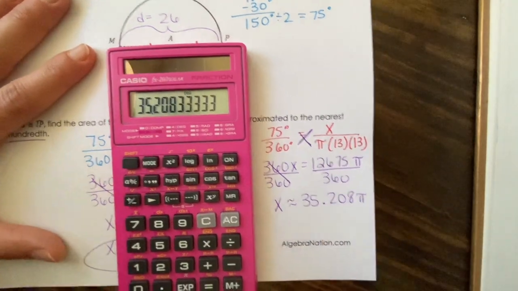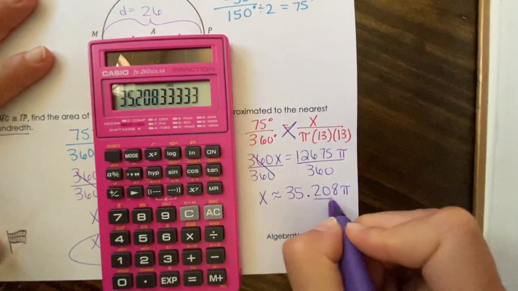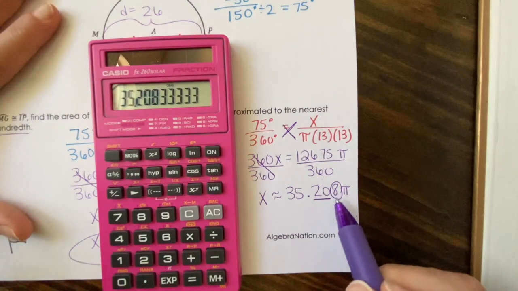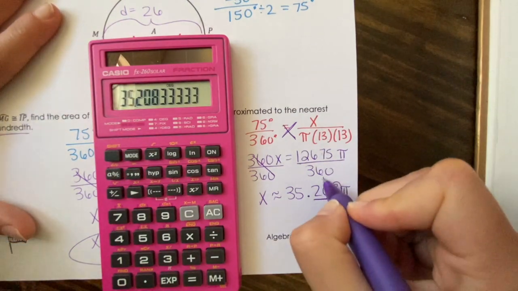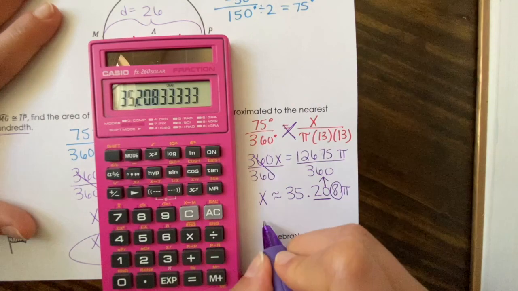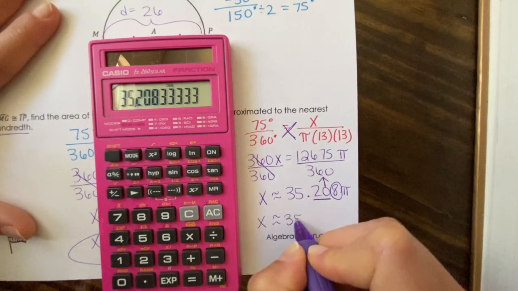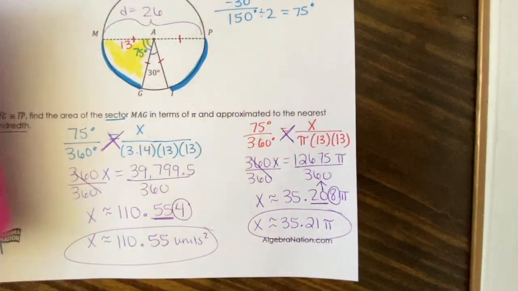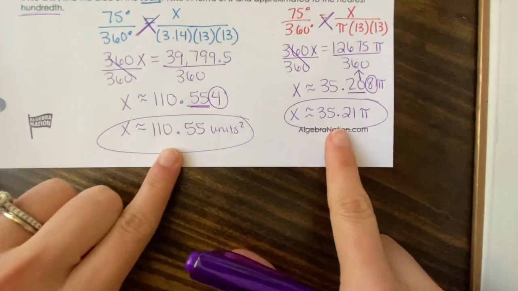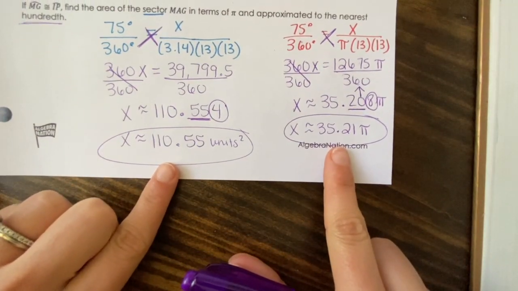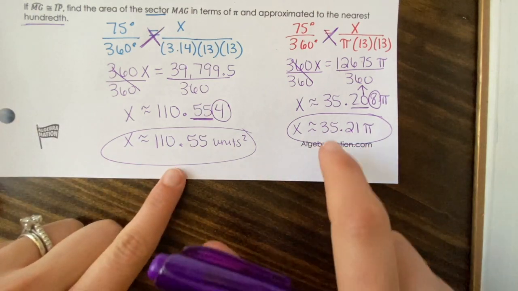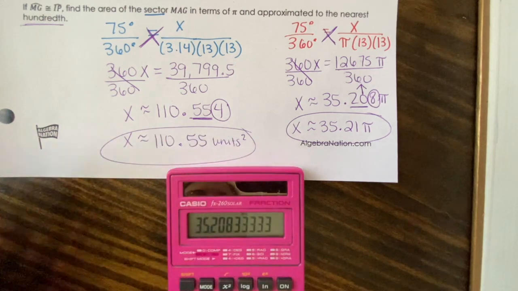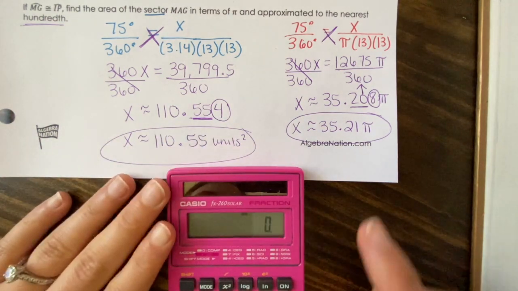So 35.208 pi. But we've got to round to the hundredths place, so we're going to look at 20 and then look at the 8 behind it. So 8 is bigger than 5, so that's going to round 20 up to 21. So x is about 35.21 times pi. Okay, so your answers are different. However, if we did everything correctly, this number should be equivalent to that number. And we rounded, so it may be slightly off, but it should be very close.